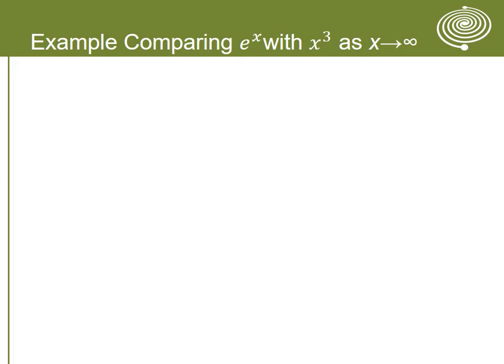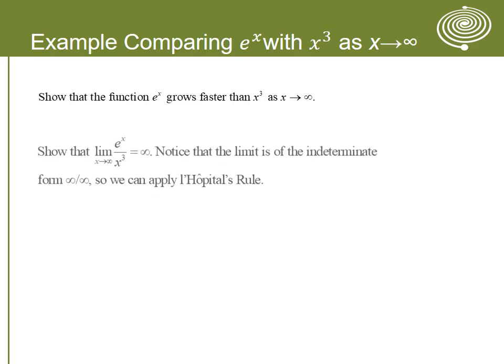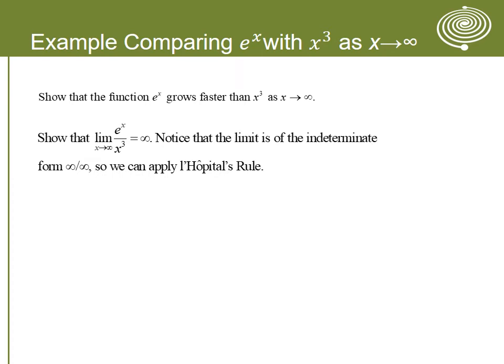Now let's have a look at an example that helps us compare e to the power of x and x cubed for a very large value of x. Here is the question. Show that the function e to the power of x grows faster than x cubed for very large values of x. To show this, we have to find the limit of e to the power of x over x cubed, and our limit should go to infinity. It is then that we say e to the power of x grows faster than x cubed.